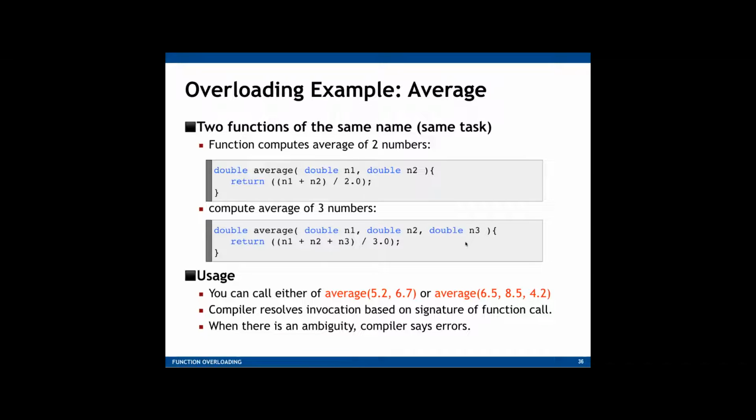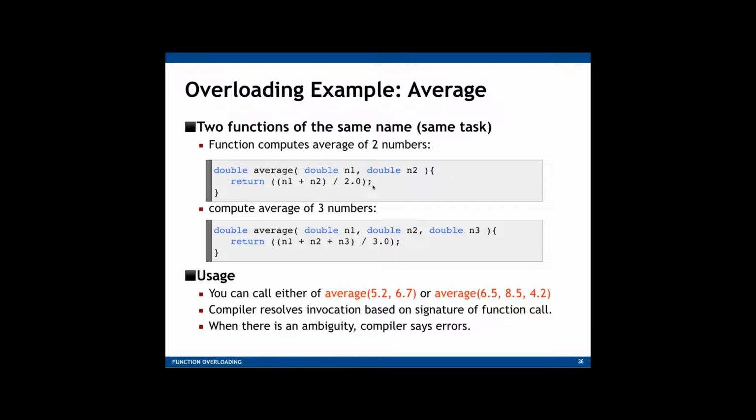So here we have two functions of the same name, average, which perform the same task, but with a different number of arguments. The first function receives 2 arguments and computes the average of these 2 numbers. The second function receives 3 arguments and computes the average of these 3 numbers. These two functions have different function signatures because the number of parameters is different. This one is 2 and this one is 3. So these two have different function signatures.